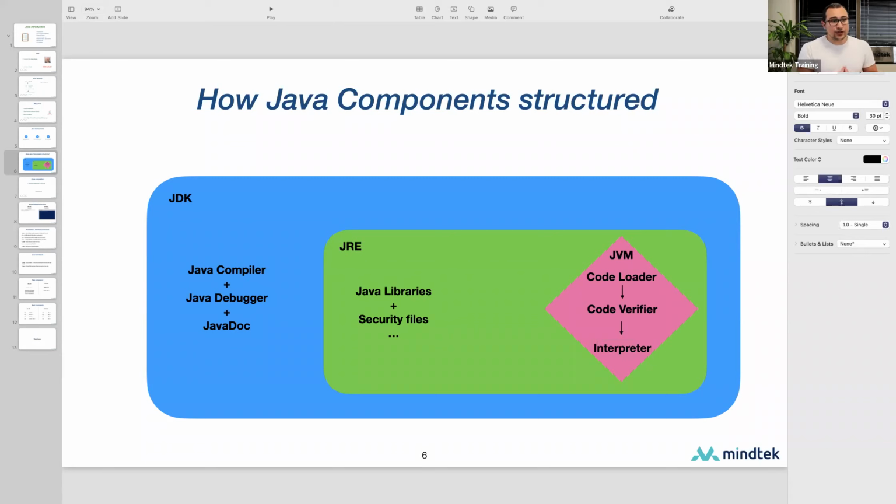So these are the main three components and their responsibilities. JDK has the Java compiler, Java debugger, and Javadoc. JRE has Java libraries and security files, and JVM has the code loader, code verifier, and interpreter.